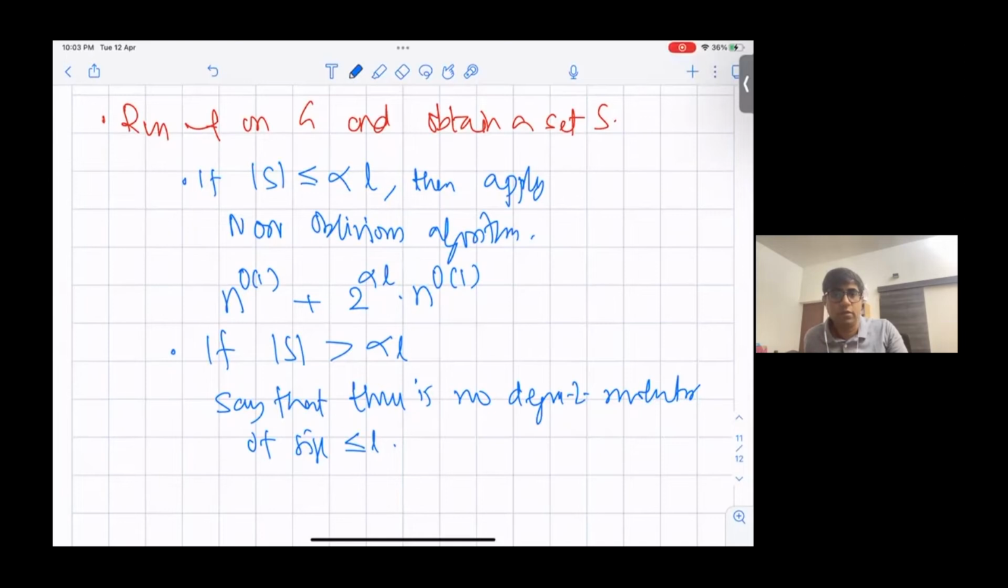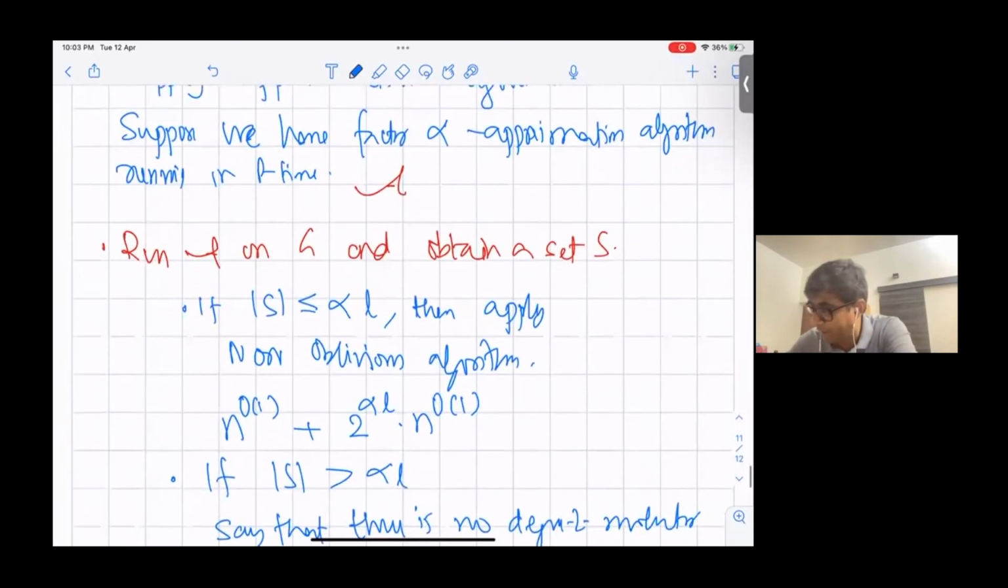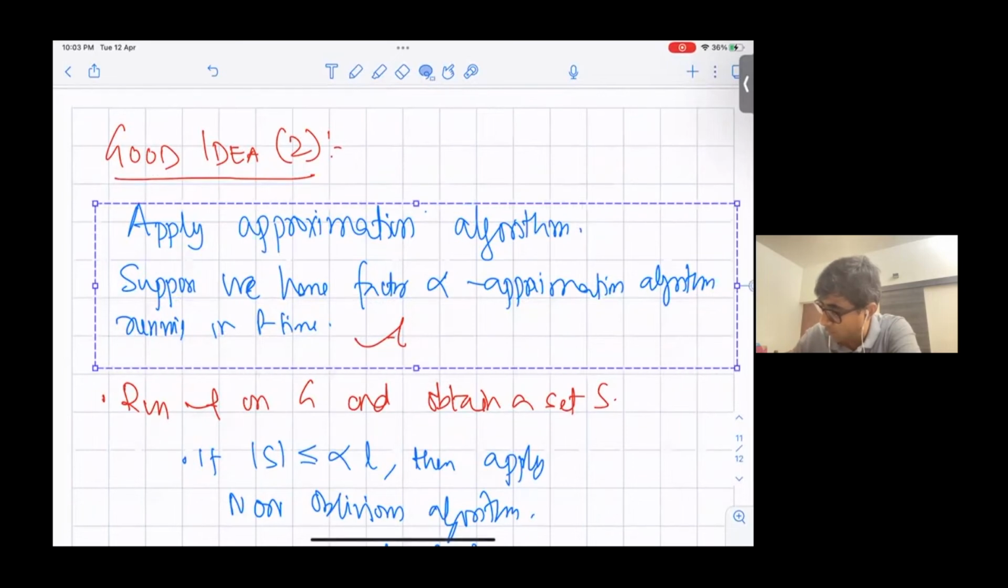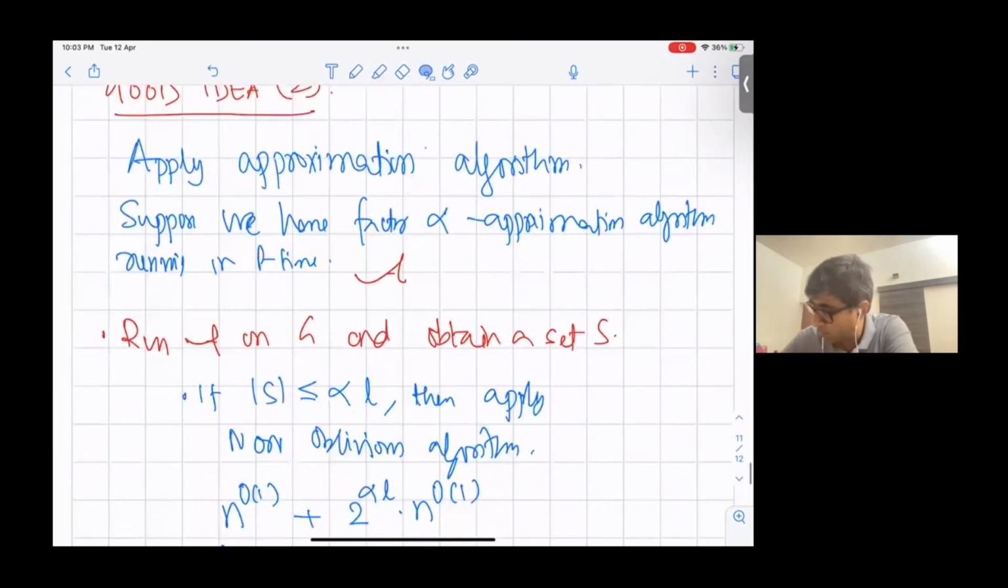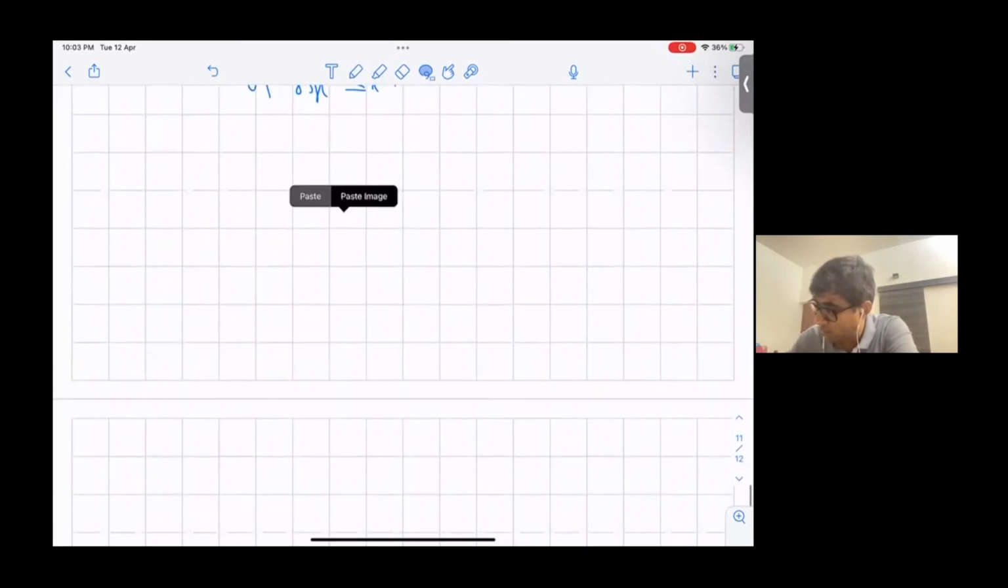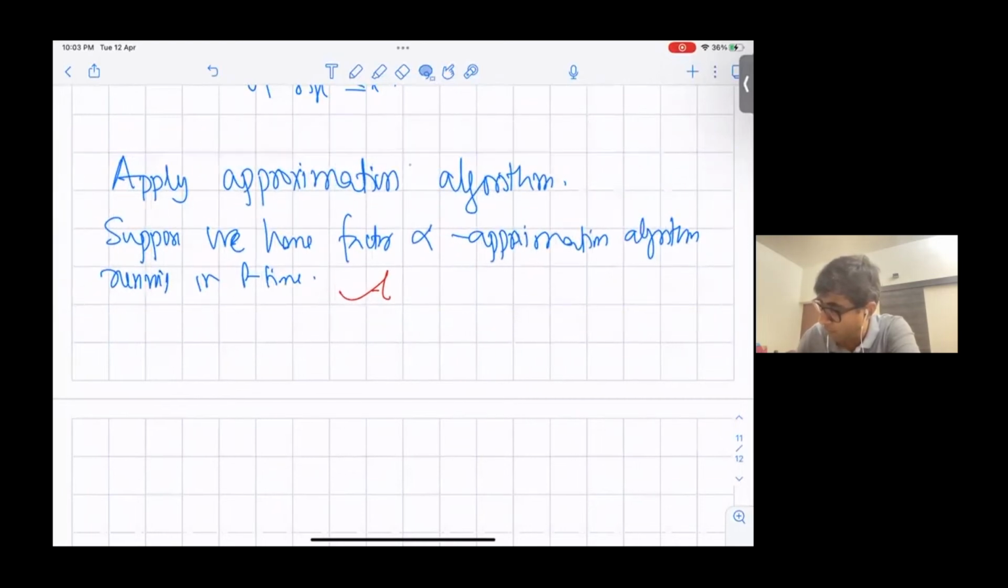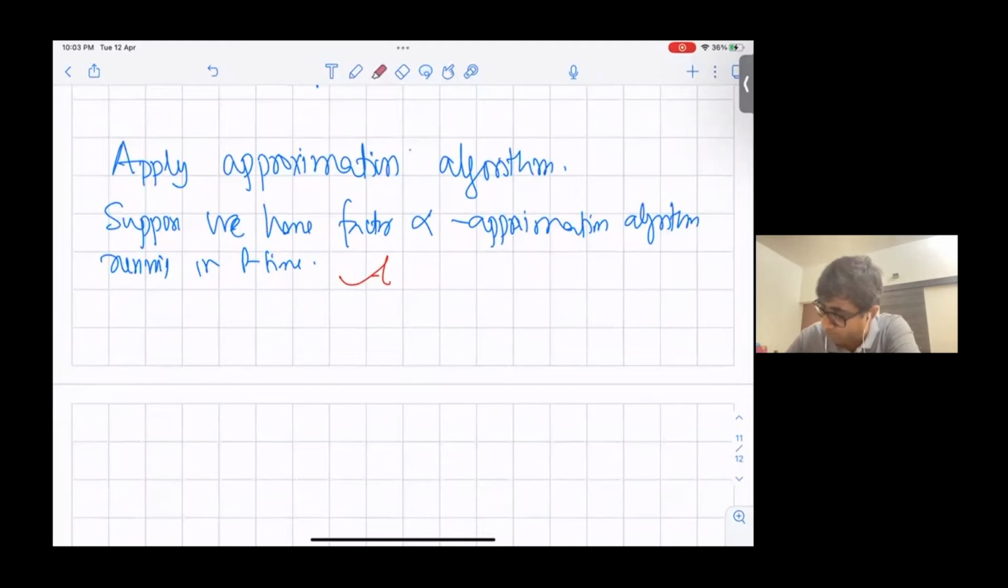Fine. If that is the case, can we implement this? Making A. How will we make A?